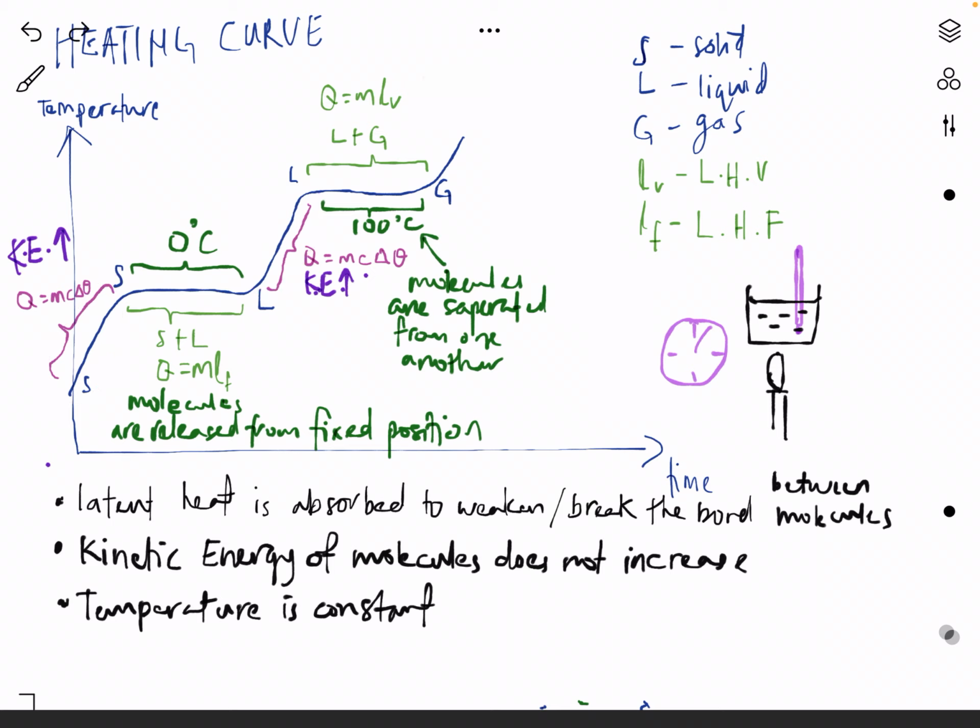Okay, one more thing you need to pay attention to is for this part, molecules are released from fixed positions, and at this part molecules are separated from one another. You should be able to use the correct explanation at the correct part of the graph. So this is the heating curve, and we have another curve that is the cooling curve, and everything is just the other way around. Okay, you can do your further reading to find the difference between the heating curve and the cooling curve.